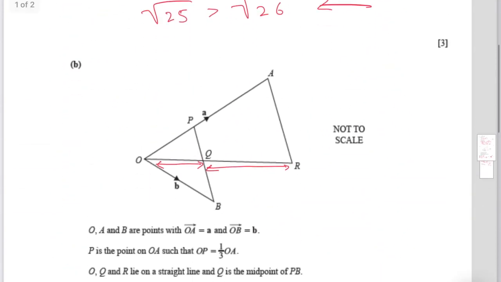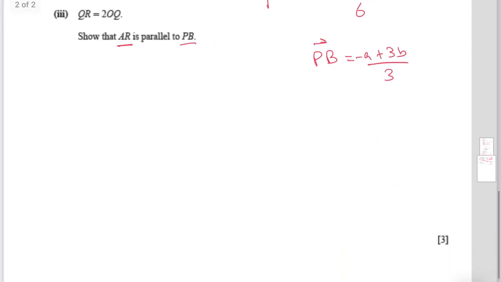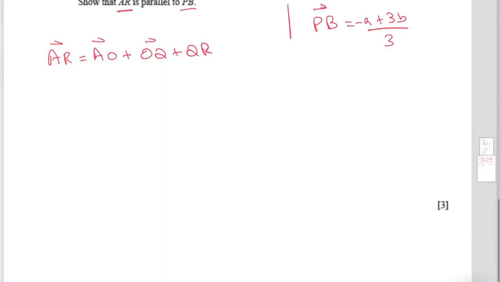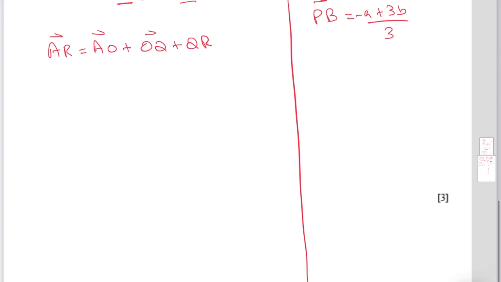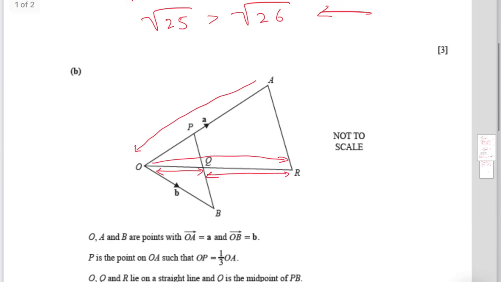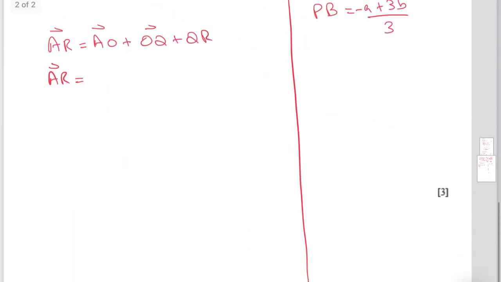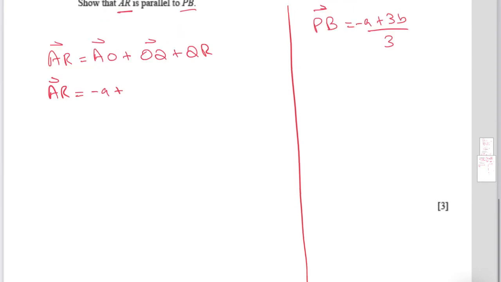Now they're asking us to find AR and compare it. So in order to find AR, you will need to go from here to here, and then from here to here. Let's do that. So from A to O, let's write it first. So AR is equal to AO plus OQ plus QR. I will do the working on the right side, so I'm just making this rough space. So AR is equal to AO. What is AO? AO is the opposite of OA. So we write negative A here. So we write negative A plus OQ.